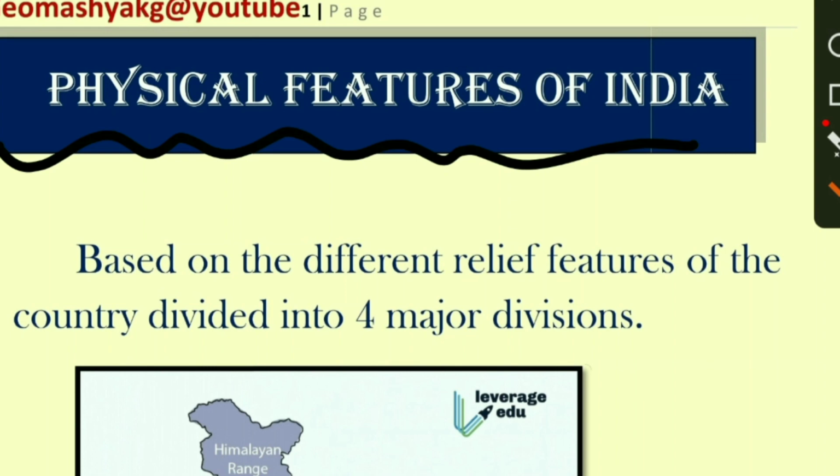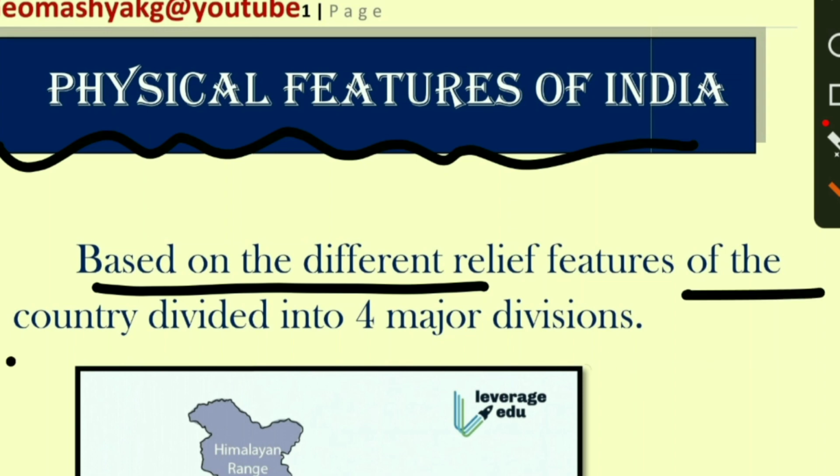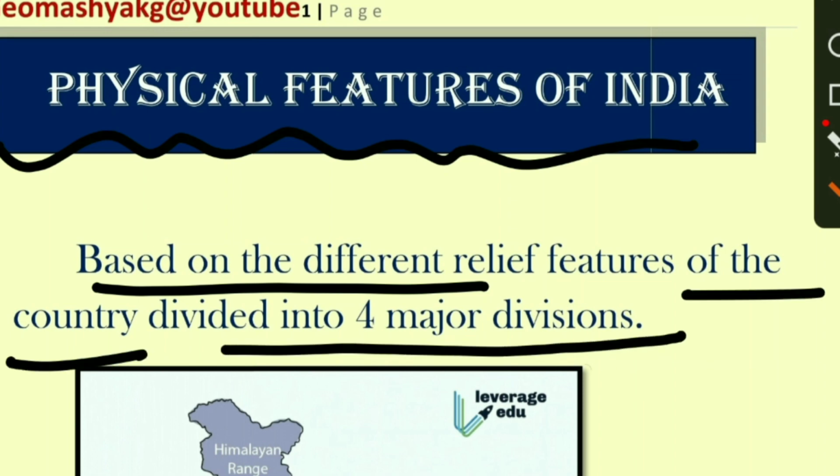The history of the relief features dates back to different geological periods, and there are differences in the structure and the surface of these features. On the basis of these differences, the total country is divided into 4 major divisions. Dear students, based on the different relief features, the country is divided into 4 major divisions. Let us see which are these.